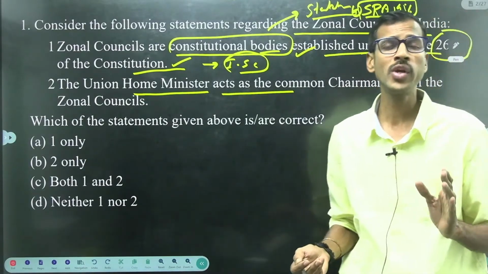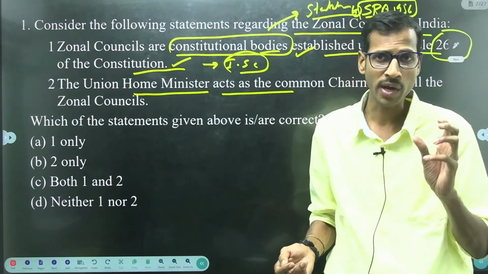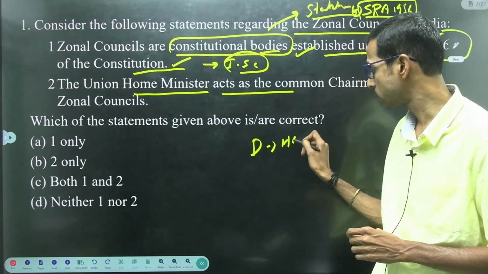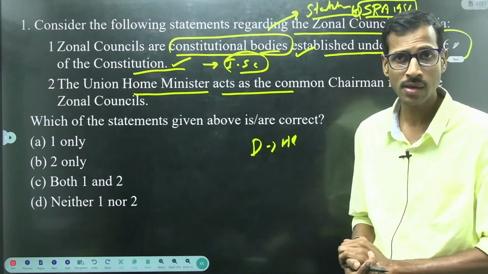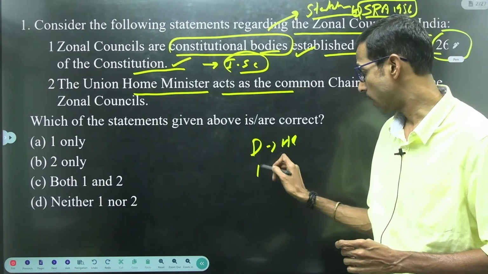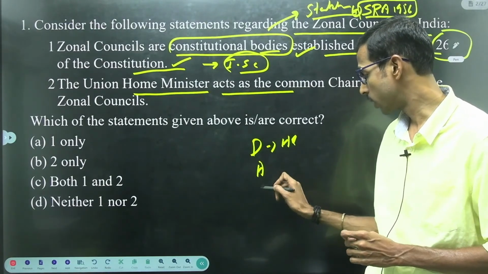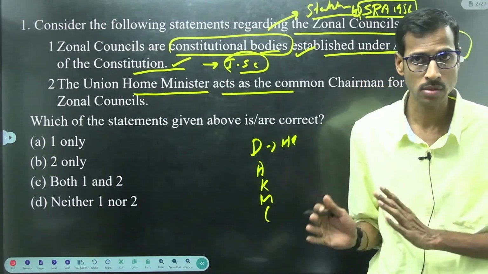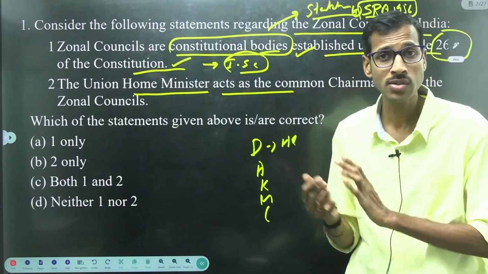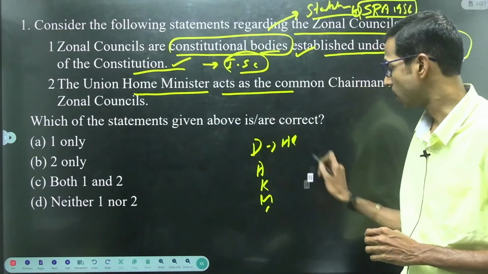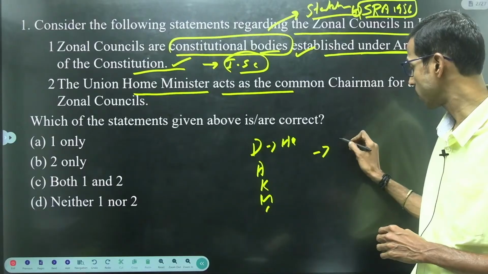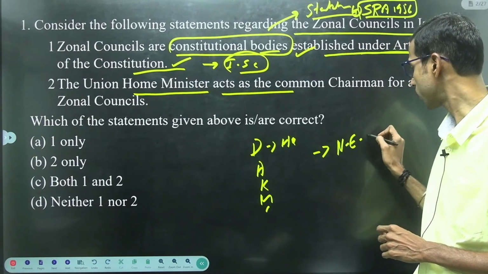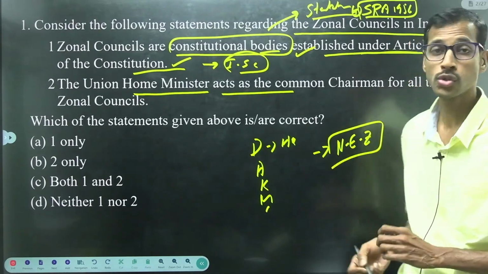Here we have mainly five zonal councils, one at Delhi, that is the headquarters. The remaining are regional, like those in Allahabad, Kolkata, Mumbai and Chennai. Other than this, one additional special regional council is also there, that is the Northeastern Council. Northeastern Zonal Council was also there.